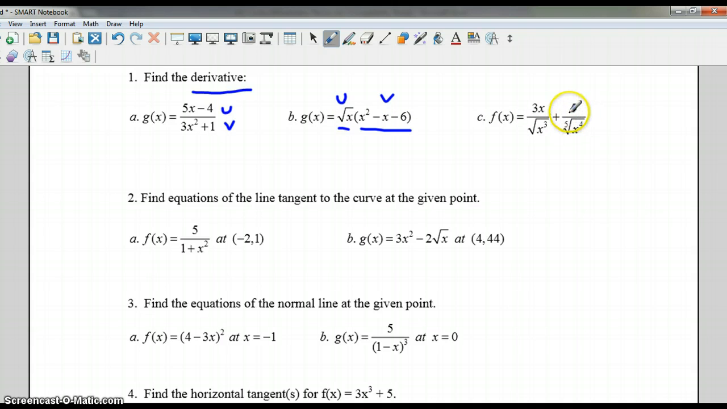These could both be rewritten so that we could possibly just use the power rule, or you can do 2 separate quotient rules. That's up to you as far as how you'd like to rewrite those, but I would probably suggest rewriting this one before you start.